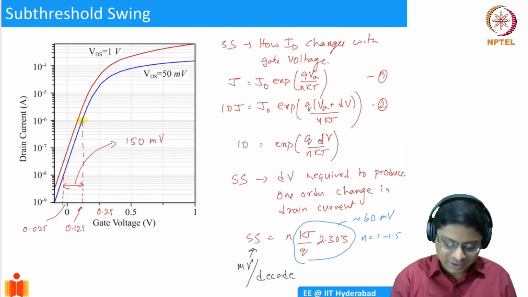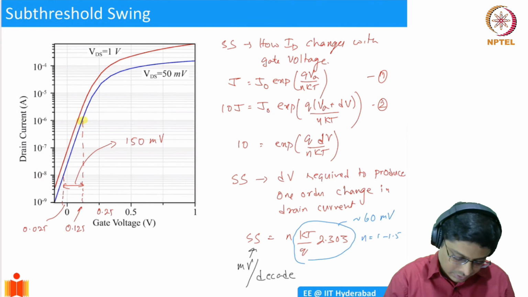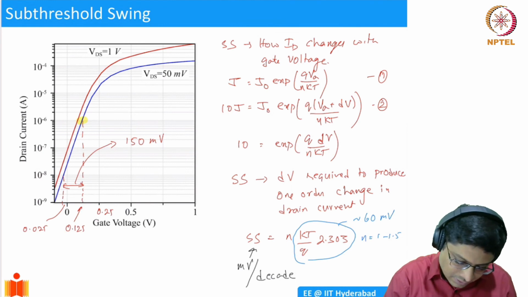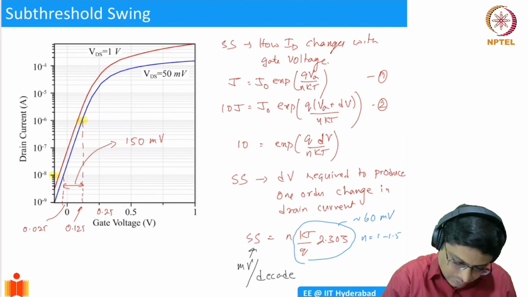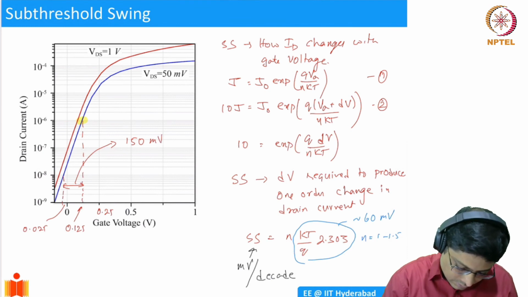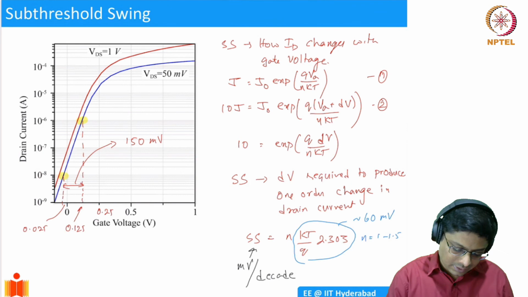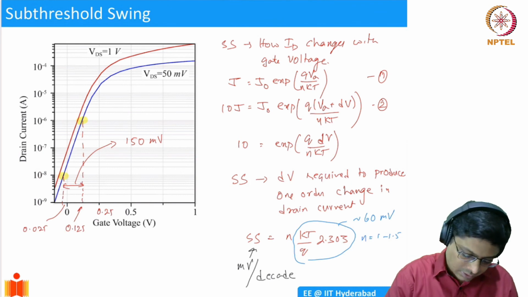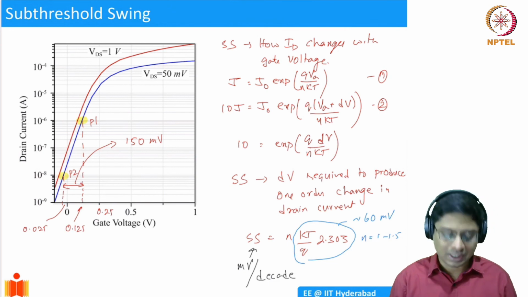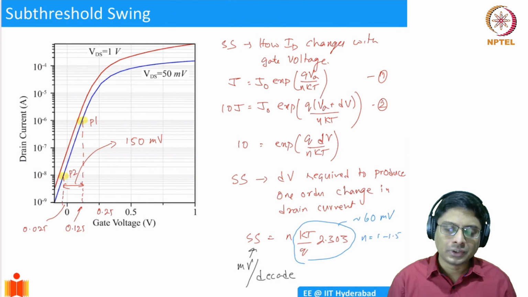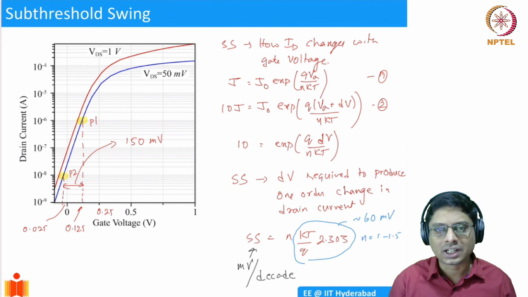Delta V, the change in the gate voltage required to produce this. I've chosen these points in such a way that the current is changing. Let's call them P1 and P2. At point 1, the current is 10 power minus 6, and at point 2, it's 10 power minus 8. So there are 2 orders of change in the current.